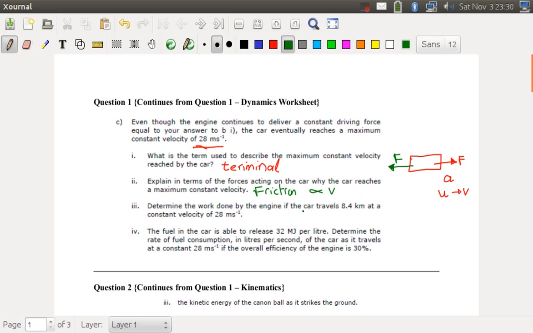Determine the work done by the engine if the car travels 8.4 kilometers. So the distance is 8.4 times 10 to the 3 meters at a constant velocity of 28 meters per second. Now we have some formulas for work and for power. So for work, we know the formula is force times distance, and for power we know it's force times velocity, which we don't actually need for the moment for this part here. So we know the distance, so if we knew the force, we know how much work is being done.